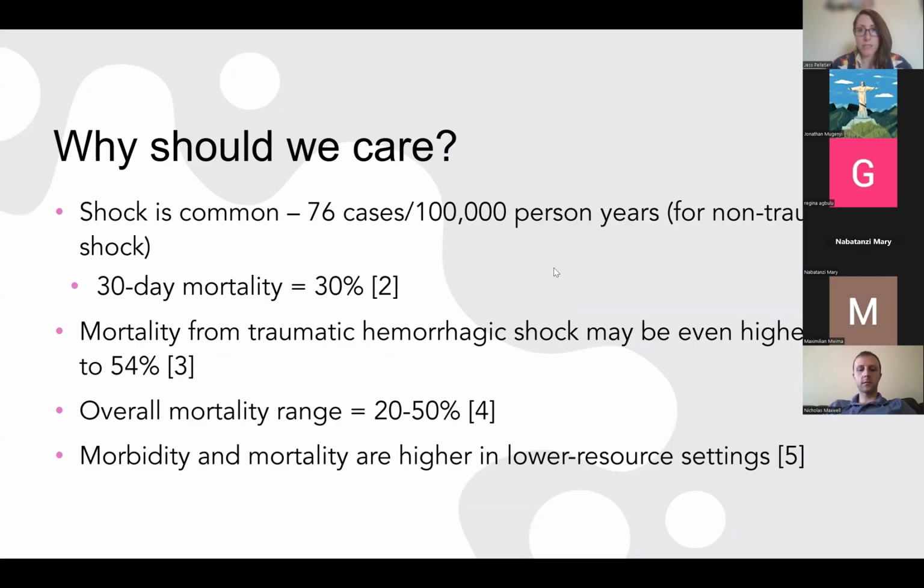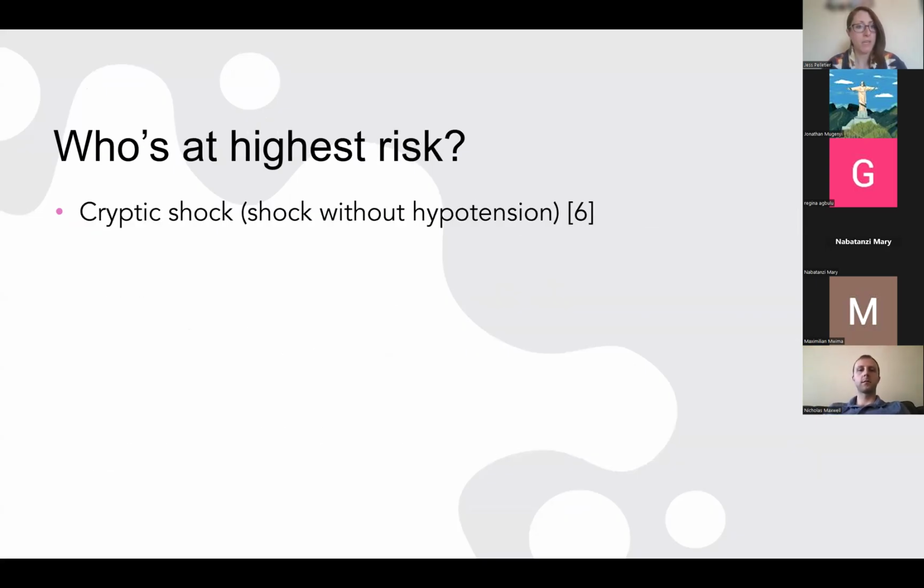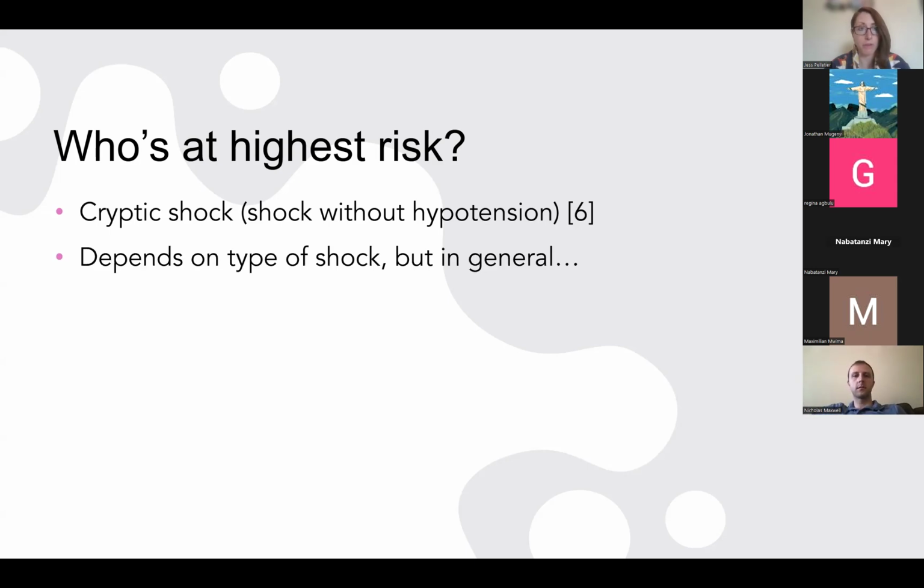And then we need to realize that morbidity and mortality are higher in limited resource settings. And that applies whether you're in an LMIC or if you're in rural United States. If you are far from healthcare or far from a facility that's capable of taking care of your shock, then you're at much higher risk for dying from this condition. So people who are at the highest risk are the ones that do not present with low blood pressure. Cryptic shock patients. So these are the people with no hypotension. And that's why it's so important that we're evaluating those other things we discussed earlier. So changes in mental status, changes in urine output, capillary refill.